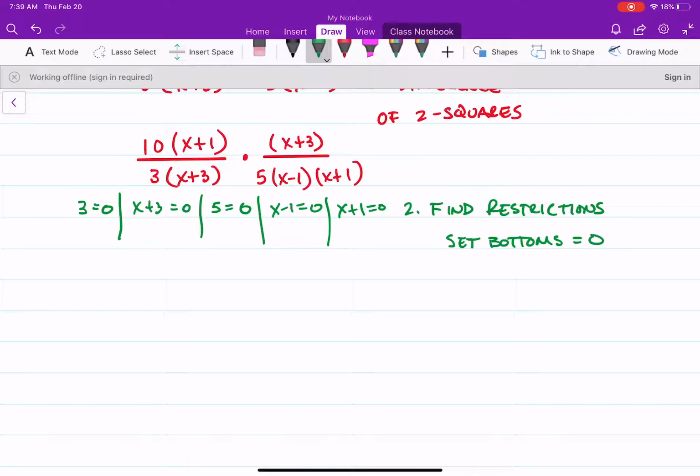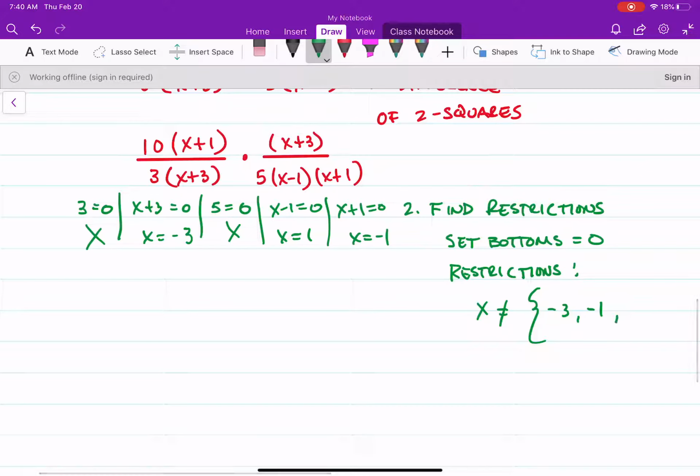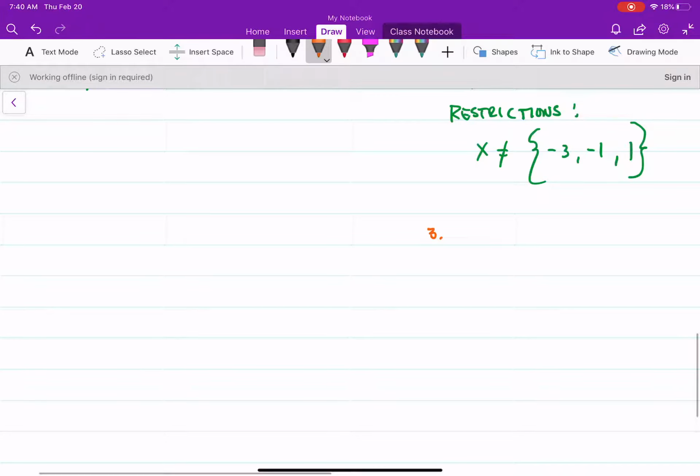So we know that these two are nonsense, because 3 can never equal 0, nor can 5. So we have x equals negative 3. We get x equals 1 and x equals negative 1. So those are my restrictions. My restriction is that x cannot equal -3, -1, or 1. All right, so those are restrictions. Perfect. So step number 3 is for me to simplify.